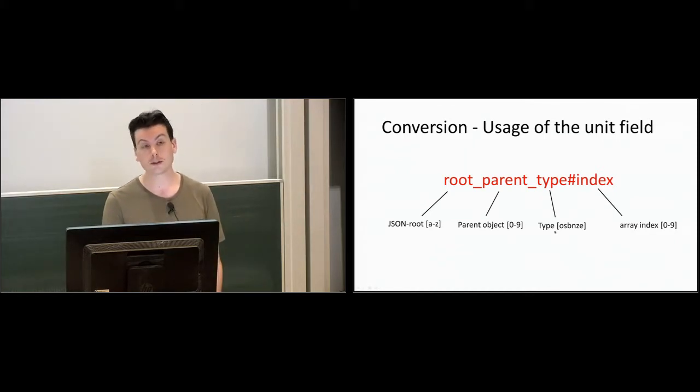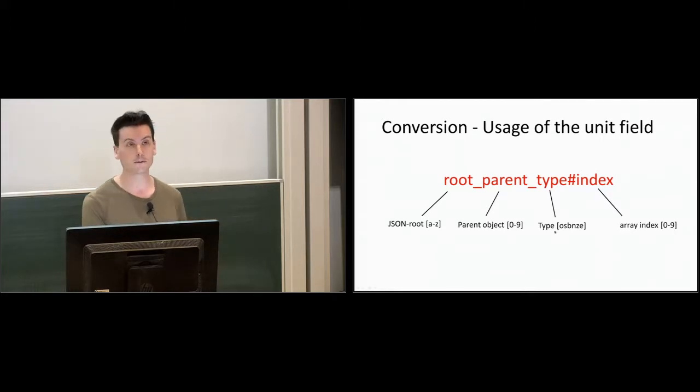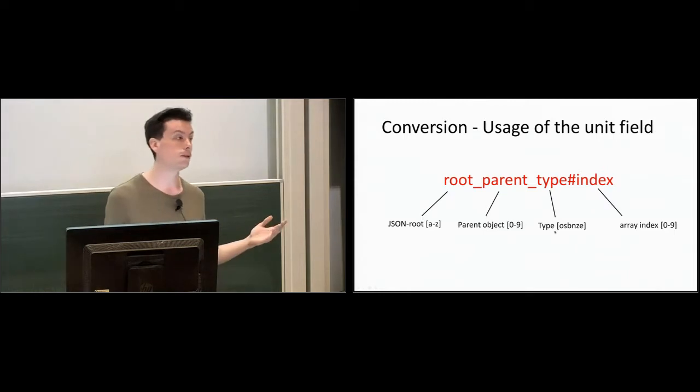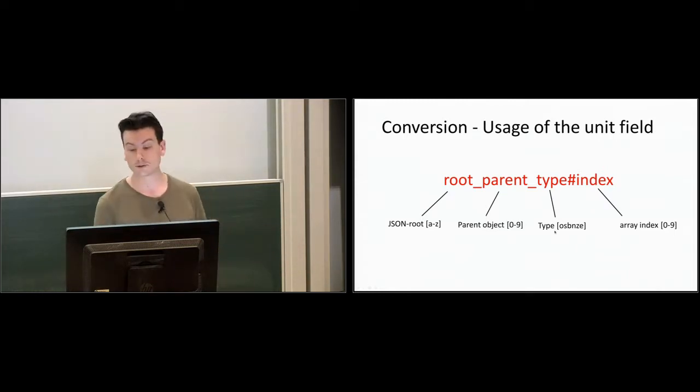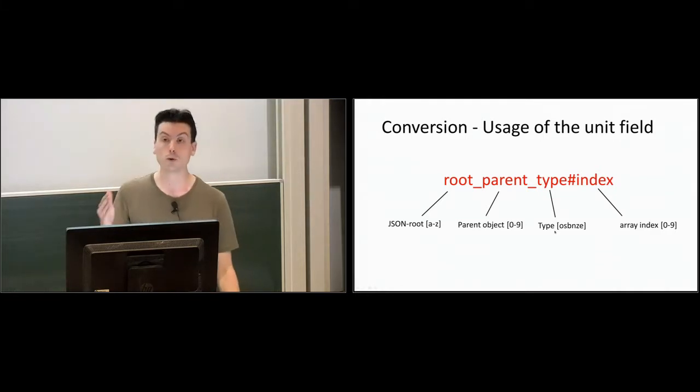The parent object, so that refers to the parent object within the JSON, starts at 0 and then just increments. The type: within JSON there are many different types of variables, while in AVUs there are only strings. So we have to account for that. There's a whole bunch of different types: objects, strings, booleans, numbers, nulls, and empty strings. AVUs don't allow for empty strings, so we have to come up with something for empty strings. JSON does allow empty strings. And then finally the array index to keep all the elements in order of the array.